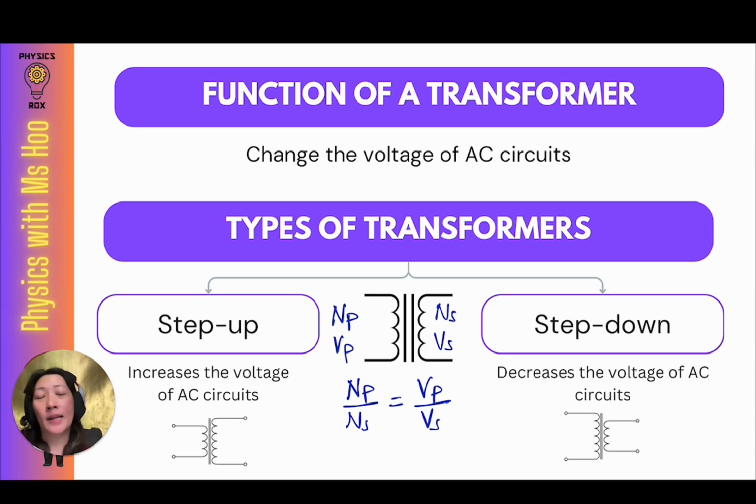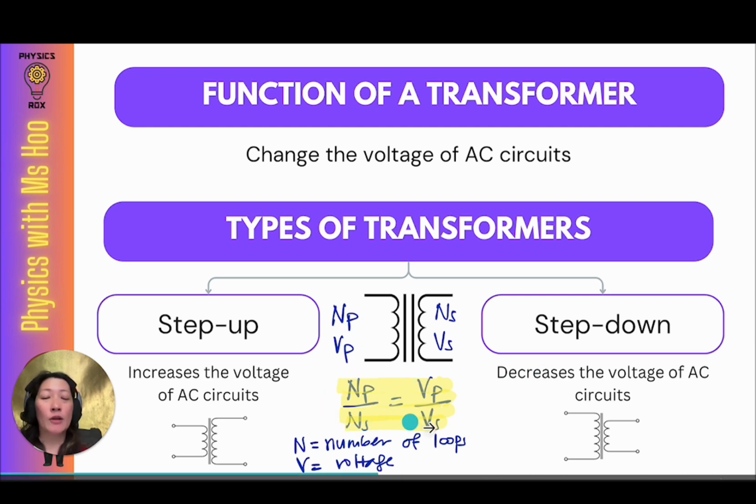So P represents the primary coil while S represents the secondary coil. N represents the number of loops or number of turns on the coil, whereas V represents the voltage on the circuit. So this is the formula that you need to know. This formula is actually really easy to remember because it's very straightforward. It's just a ratio of number of turns that's equal to the ratio of the voltage.